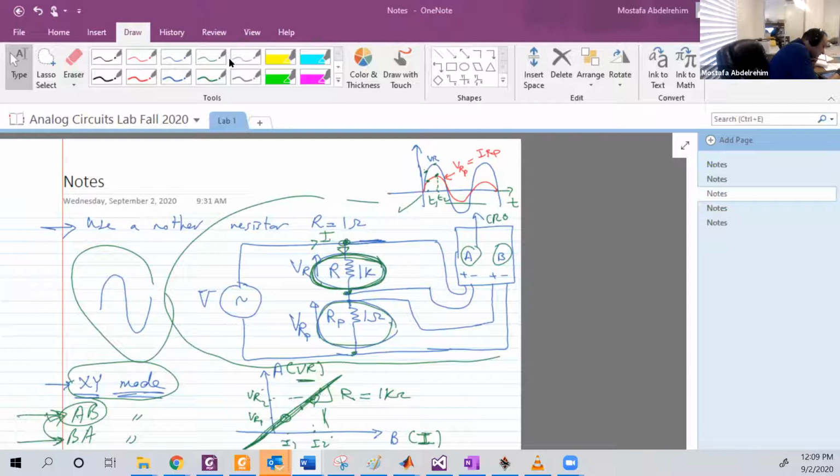Let's draw with another color, black, for example. The ground of channel A is connected to this point, and the ground of channel B is connected to this point. If this was a real oscilloscope, this is just a simulation. Remember this: the one that we just did is just a simulation.